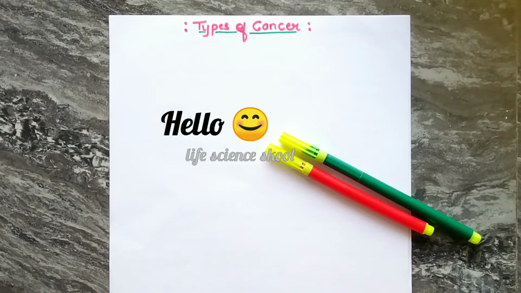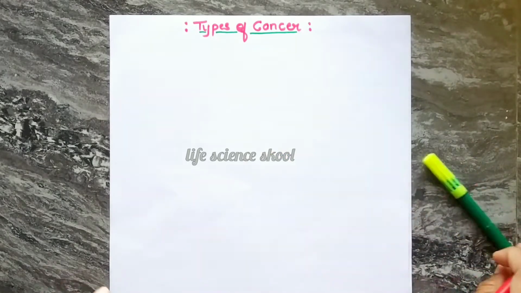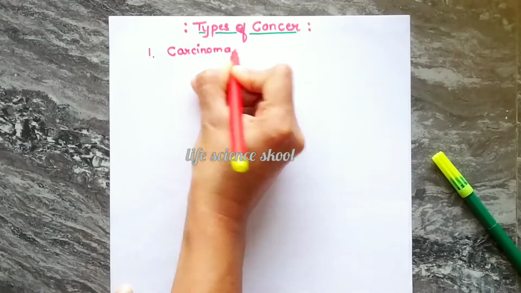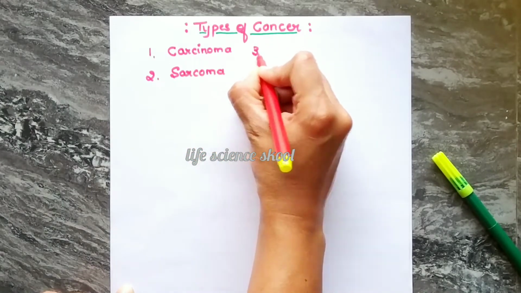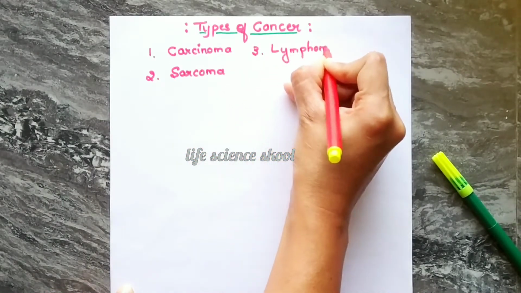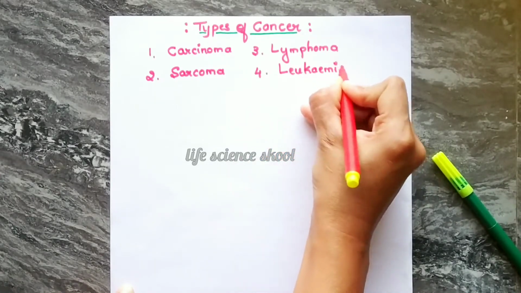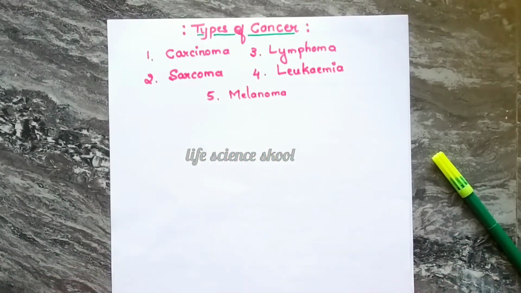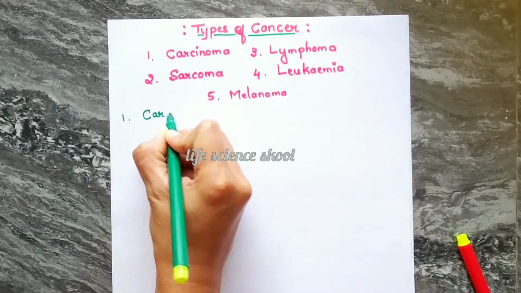Today in this video we will learn the types of cancer. So coming to the types of cancer, there are different types of cancer. In that, the first type of cancer is carcinoma, and the second one is sarcoma, and the third one is lymphoma, and the fourth one is leukemia, and the fifth one is melanoma. So now we will learn one by one. We will start with the first one, that is carcinoma.